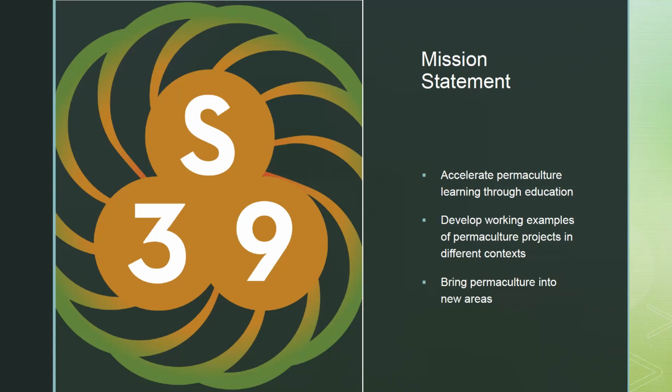So the mission statement of Sector 39, named after 39 London Street, Reading, where you saw that roof garden. Our mission statement is to accelerate permaculture learning through education. And we want to develop working examples of permaculture projects in different contexts. So we're not preaching to you with just ideas, we're showing you: here's the project, here's the application, here's the example. These are the design tools that we use to create that.